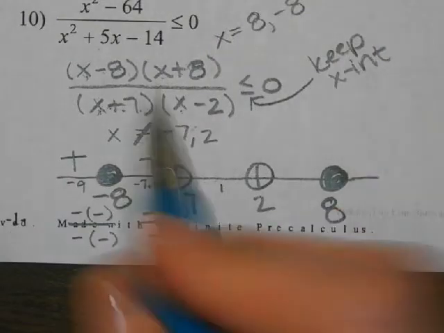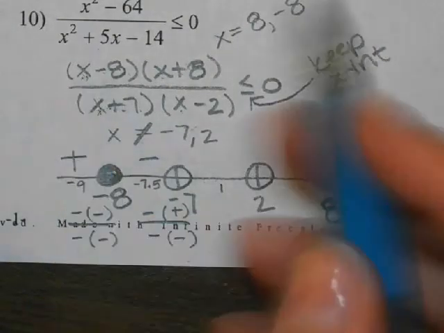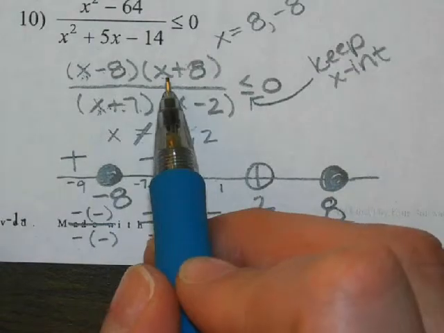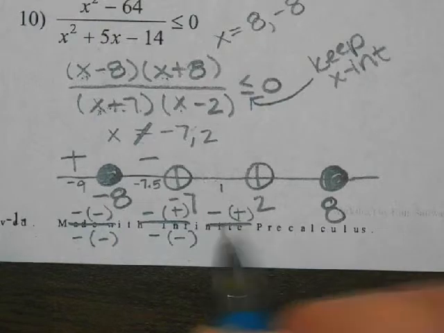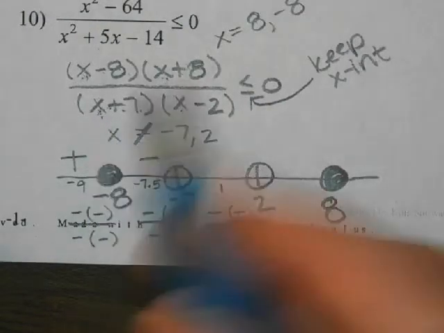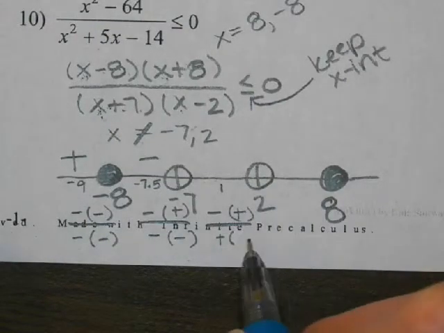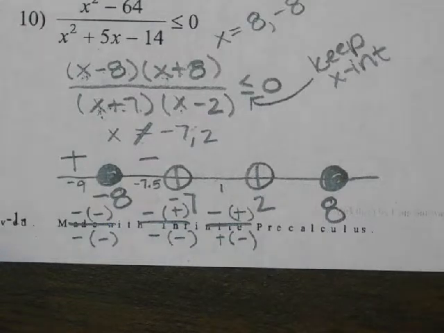1. 1 minus 8. 1 plus 8. 1 plus 7. 1 minus 2. No, you're right. And so what's our result? Positive.